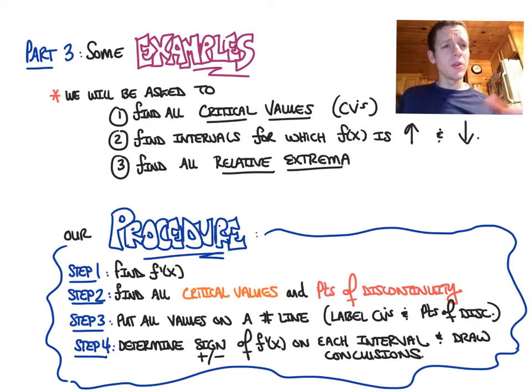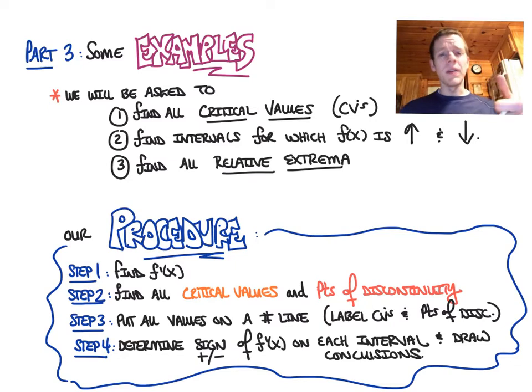So in these examples, you're going to be asked a few things. You'll be asked to find all critical values. You'll be asked to find intervals on which the function is increasing or decreasing. And you'll also be asked to find all relative extrema for a given function. So I have a procedure that I want to follow. We'll do these 4 steps every time.